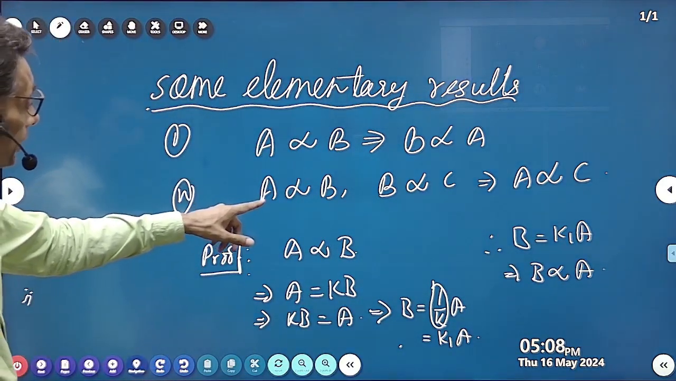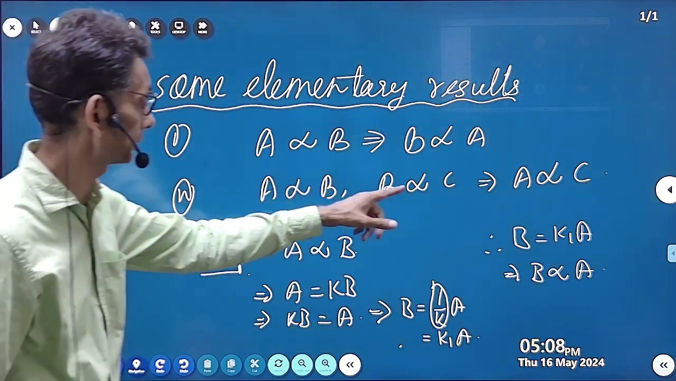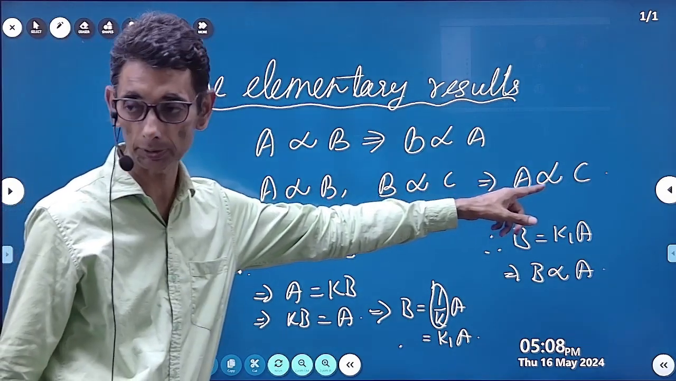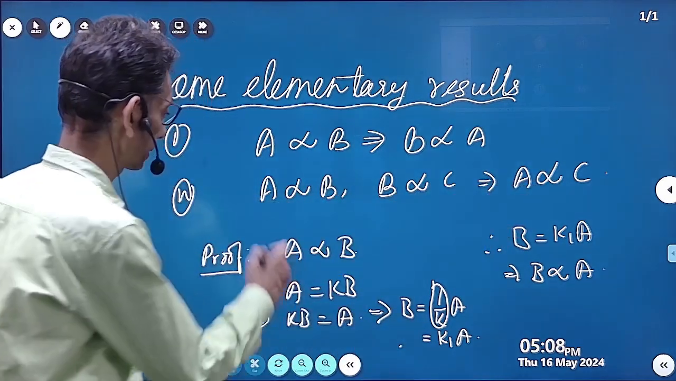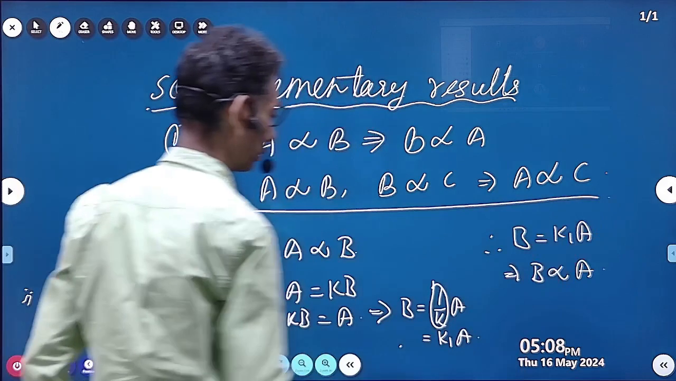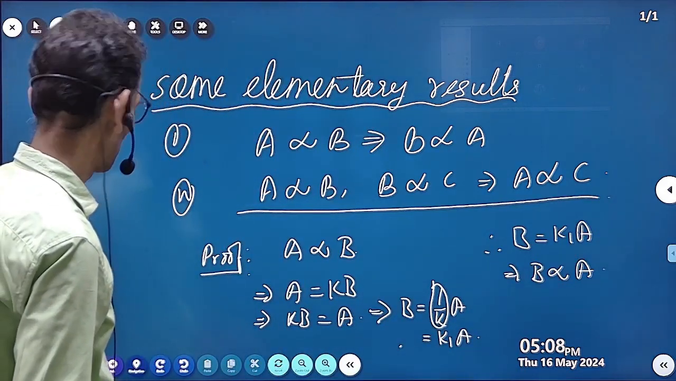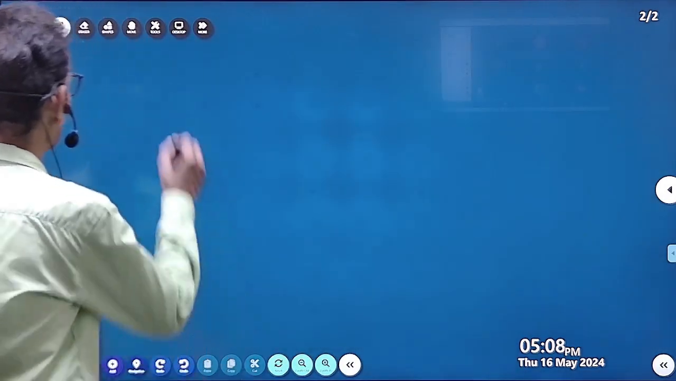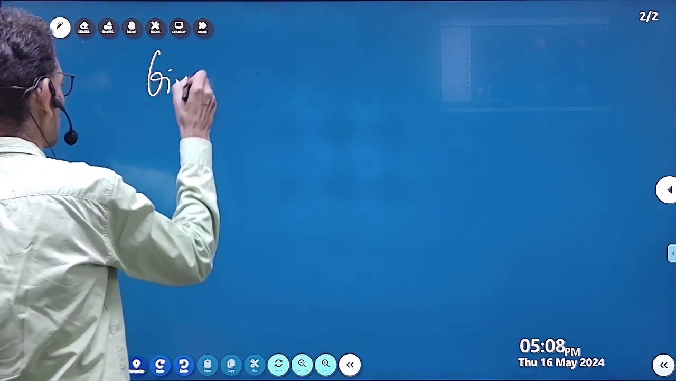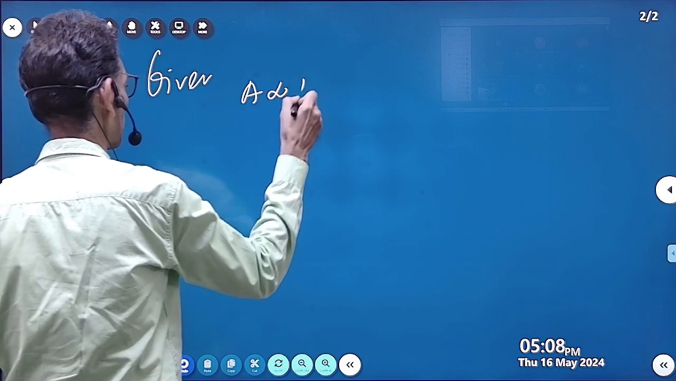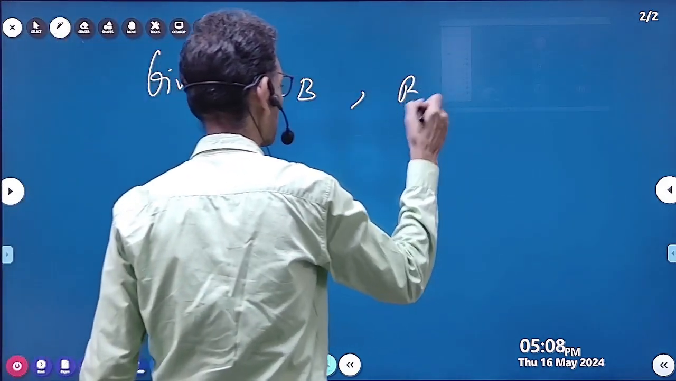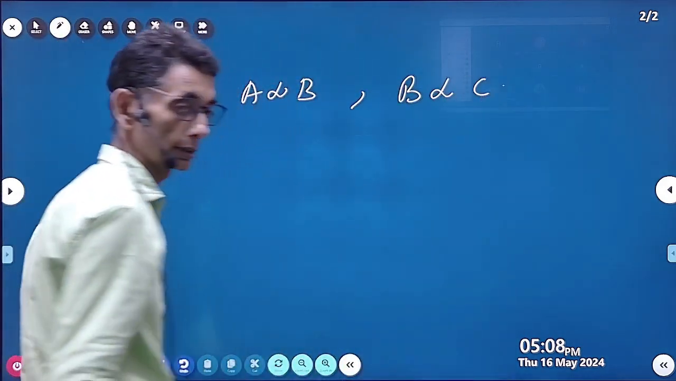Similarly, let's prove that A is proportional to B and B is proportional to C. Can you show A is proportional to C? Note down this second property. How will we prove this? Given A is proportional to B and B is proportional to C, right?